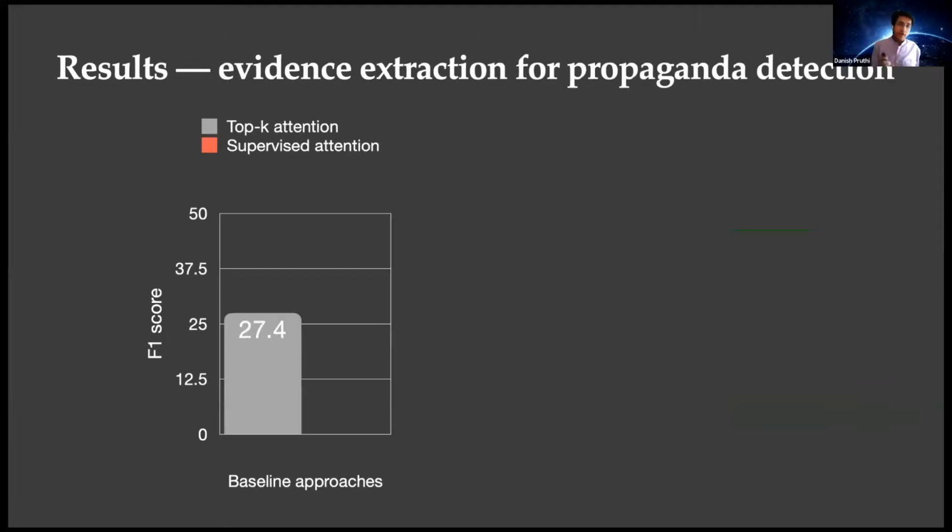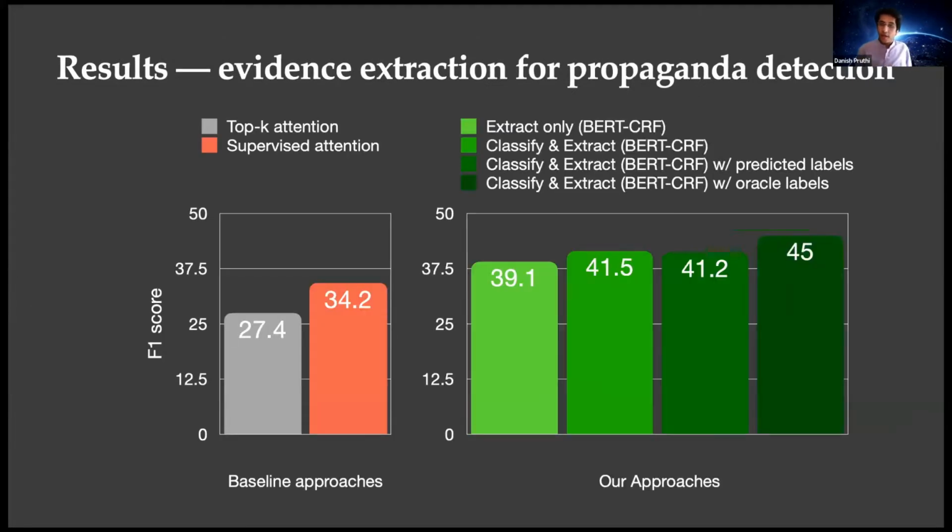We have a similar set of results for propaganda detection, where our methods are better here too. And here too, we notice that conditioning on the label helps more so on the oracle labels, because classification labels are not very good here. The classification accuracy is only about 70%, because it's a very hard task to detect propaganda or not.